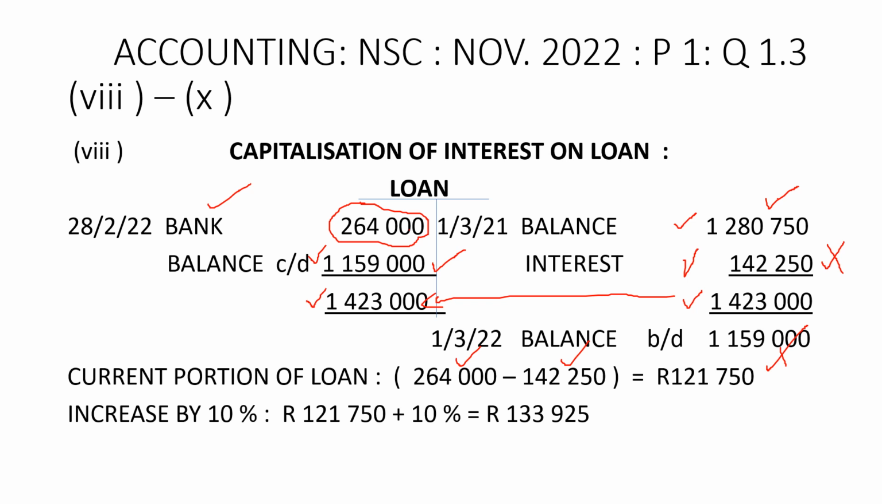And please note, they give us another piece of information. They tell us that in the next financial year, the portion towards the loan repayment, 121,750, is going to increase by 10%. And that is going to be 133,925. Remember, learners, we need to remove this from the non-current liabilities and show it as current portion of loan in note number 9 below current liability.